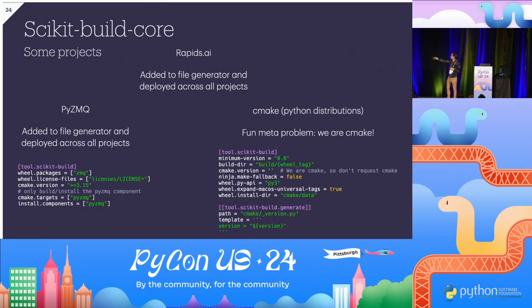For example, we have to make sure we disable the CMake version check because we are CMake, so we can't ask for CMake, because that would be asking for the package that we're building. So the pip install cmake package you get is now built with scikit-build-core.